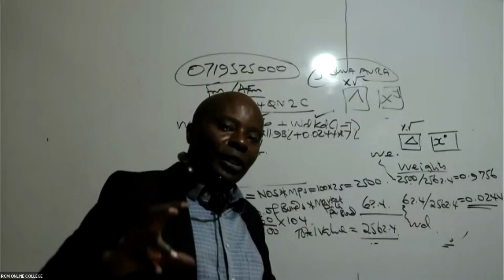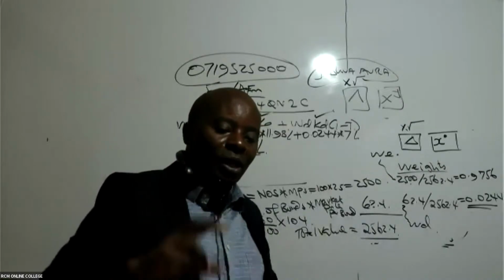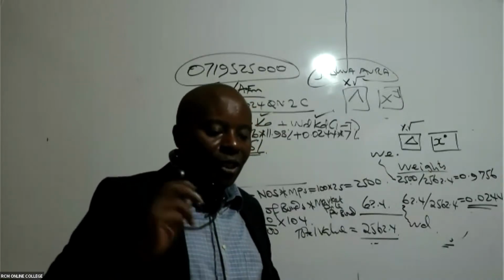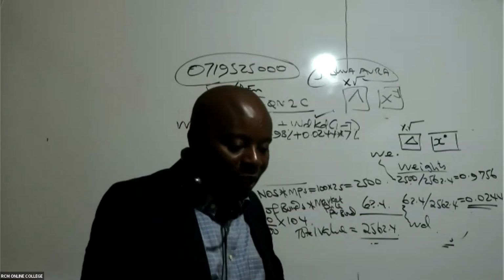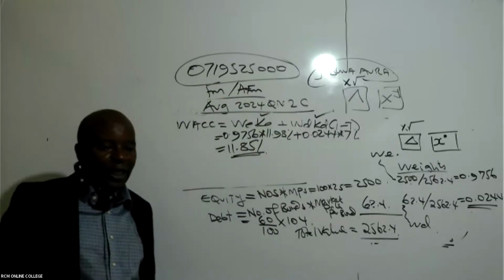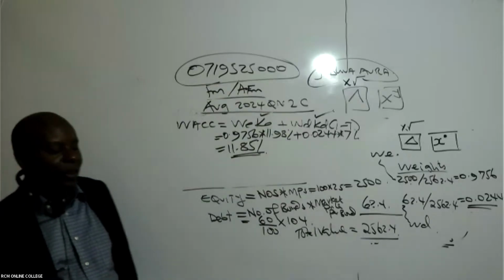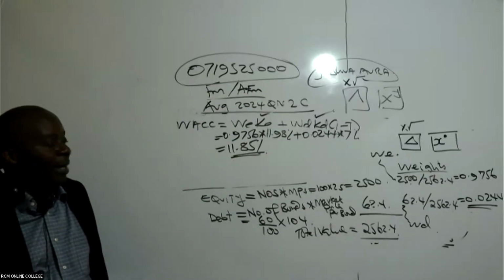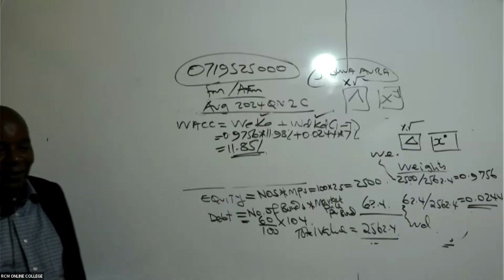But once you've gotten that decimal, change it to a percentage by multiplying it with 100. Multiply 11.85 by 100.